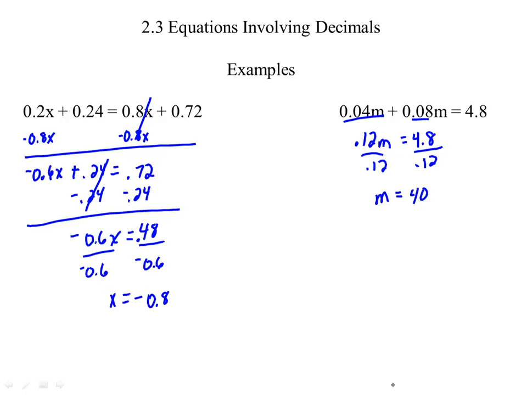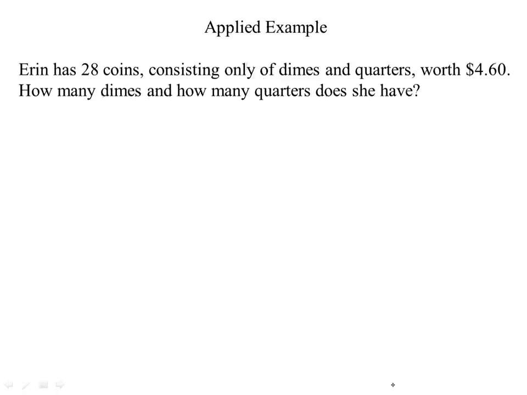Are you good? Okay. All right, so let's do this word problem. This one talks about money. So Erin has 28 coins consisting only of dimes and quarters worth $4.60. How many dimes and how many quarters does she have?